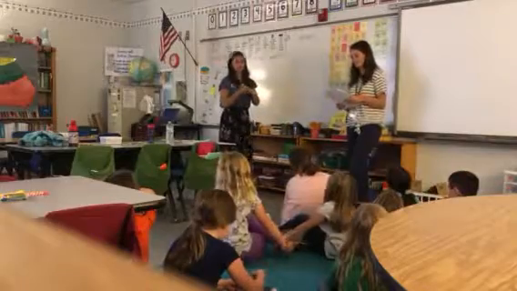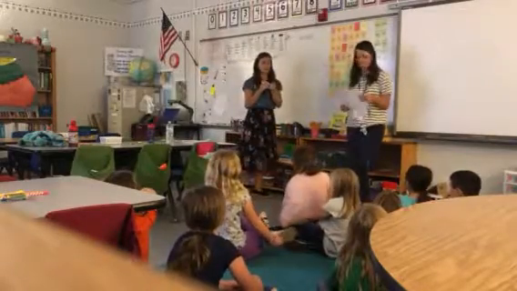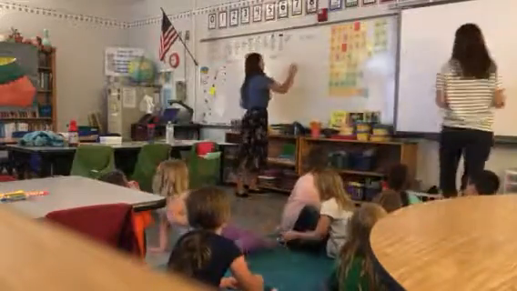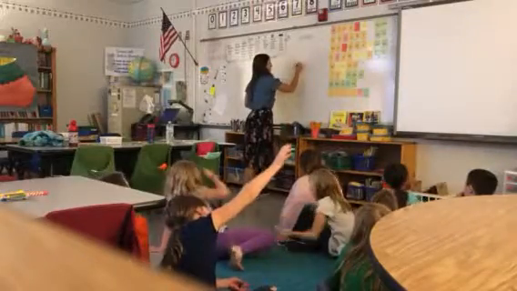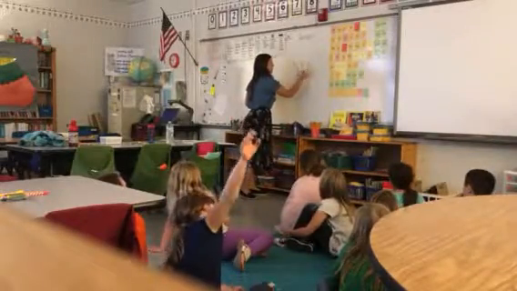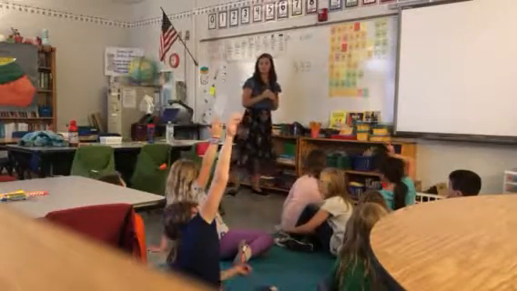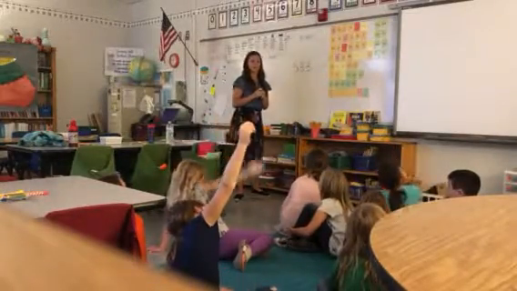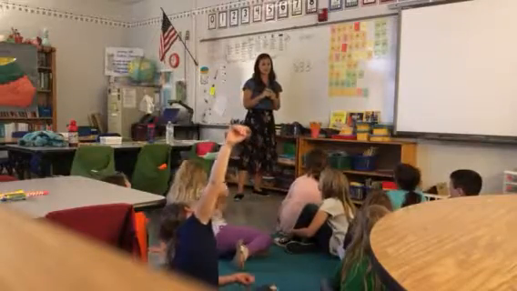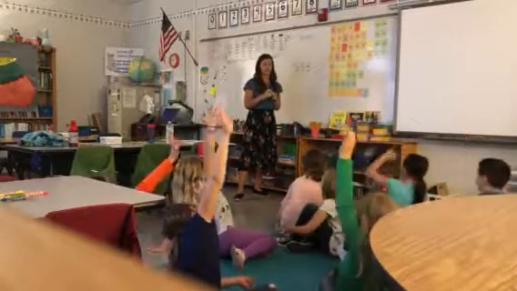Alright, so I'm going to write a number on the board, and I don't want you to shout anything out. I just want you to look at it, and then we're going to talk about it, okay? How many ones are in this number? Aaron? 3.